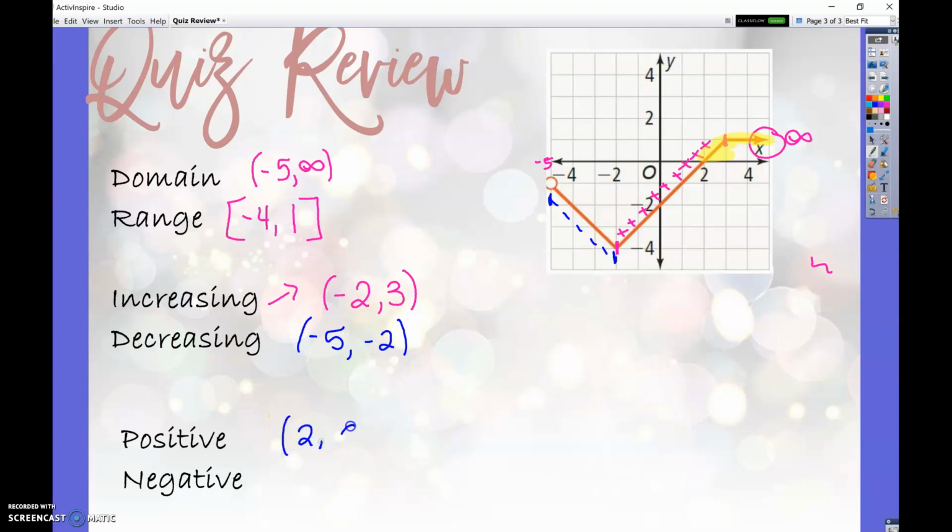We'll use that soft bracket again because infinities always have soft brackets, and the x value of 2 is not above the x-axis or below the x-axis. It's right on it. For when the function is negative, that will be down here. It's always below the x-axis there. So to indicate that, we would say it is negative from the x value of -5 all the way to the x value of 2.